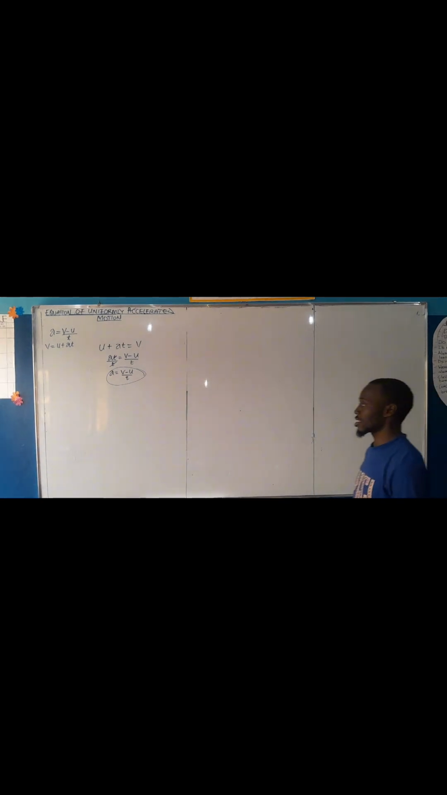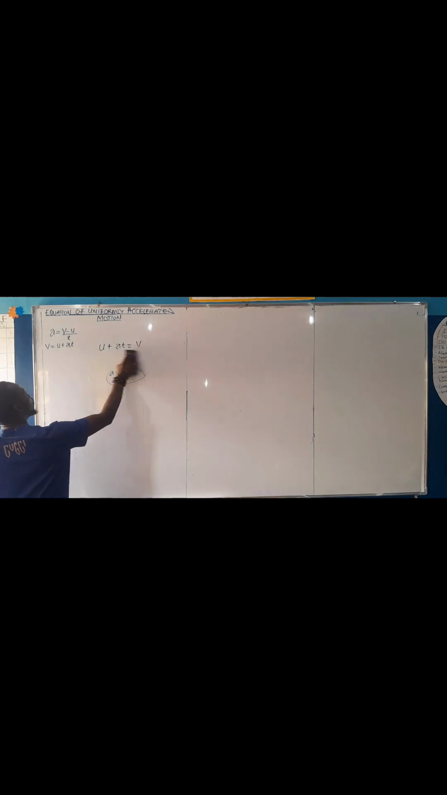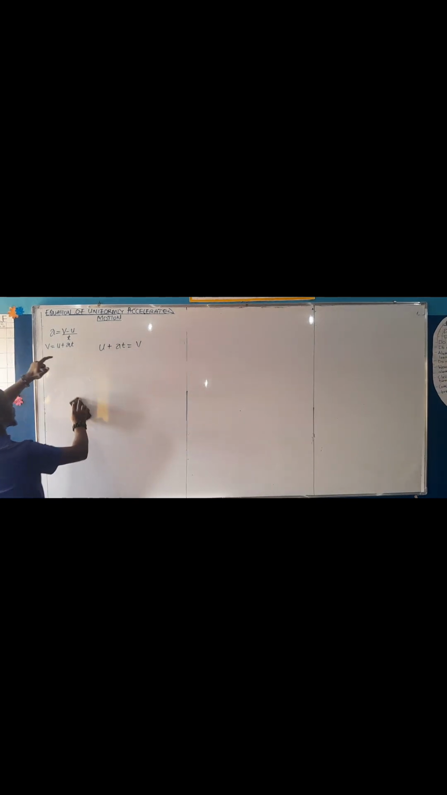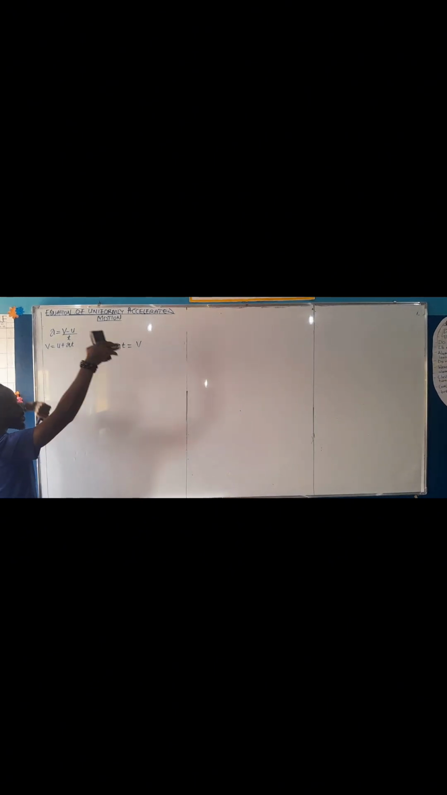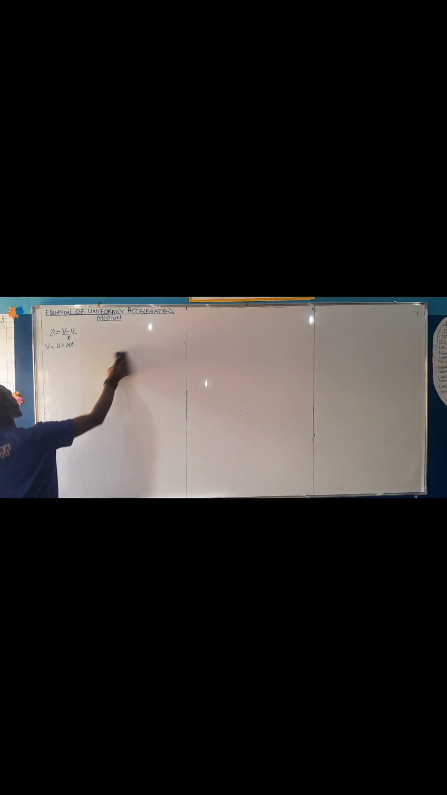For simplicity's sake, so as not to confuse, we're making use of this. Once the car is moving with initial velocity, whether starting from rest or already in motion, it is moving with acceleration over time, and it definitely gets to a final destination, which is the final velocity. So v is equal to u plus at. This is the first equation of motion. Now, the second equation of motion.